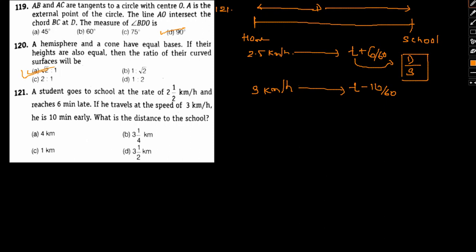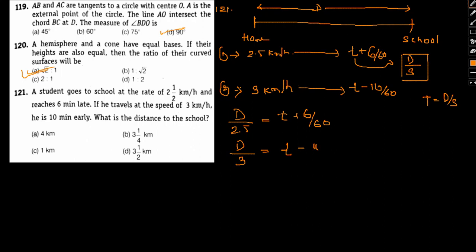Now if we basically try and draw, we know that time can be given by distance by speed. So therefore, say this be 1 and this be 2. So 1, if we represent the entire first scenario in terms of time, we can write distance d by speed 2.5 equal to t plus 6 by 60. And if we represent the 2 in terms of time, we can again write distance by speed equal to t minus 10 by 60.